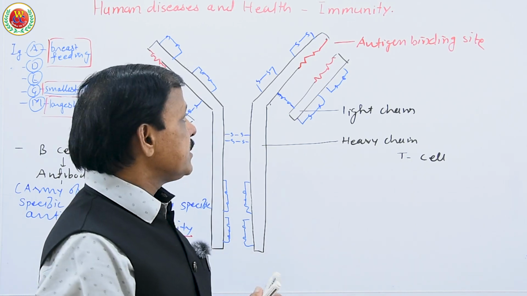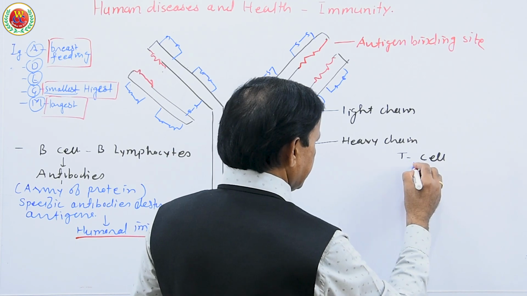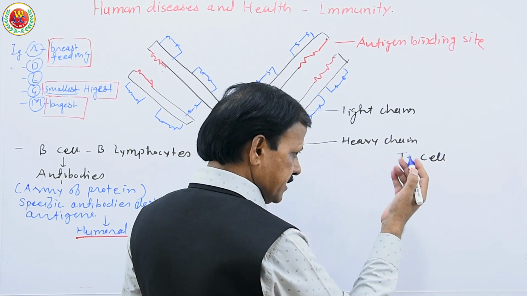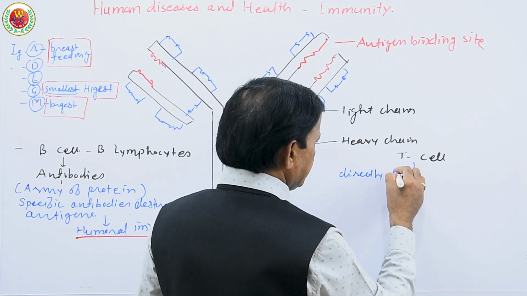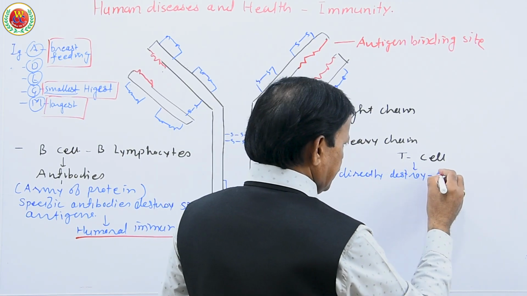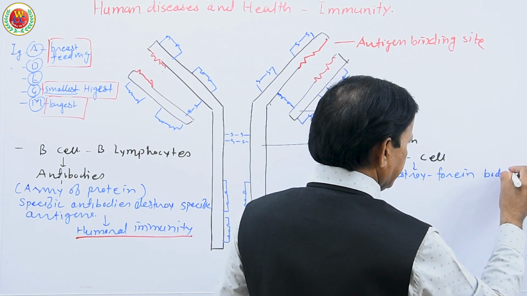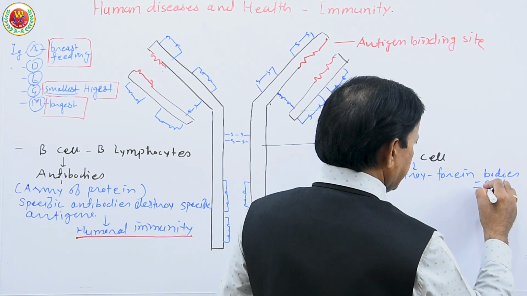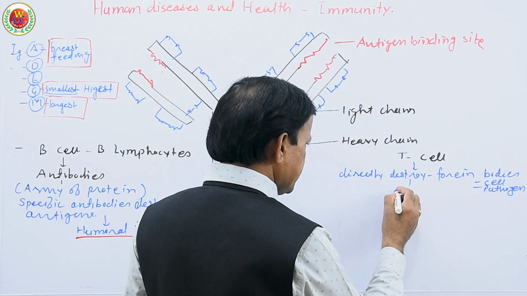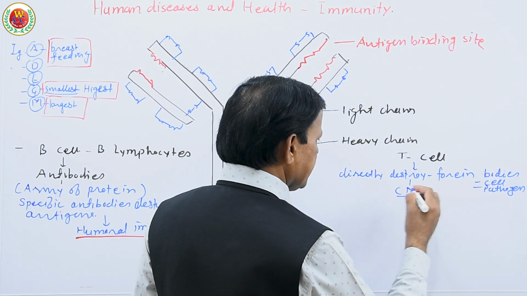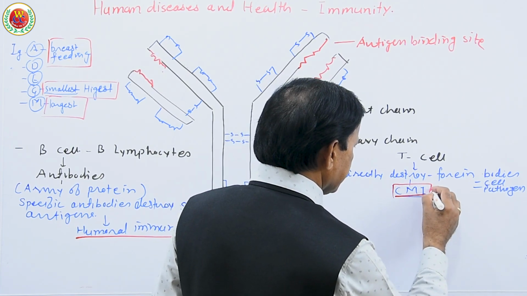Then what is that immunity provided by T cell? It is a cell mediated immunity. Directly they just destroy foreign bodies, cells and pathogen. Here that this is called cell mediated immunity. CMI, cell mediated immunity. Remember please the full form of this one.